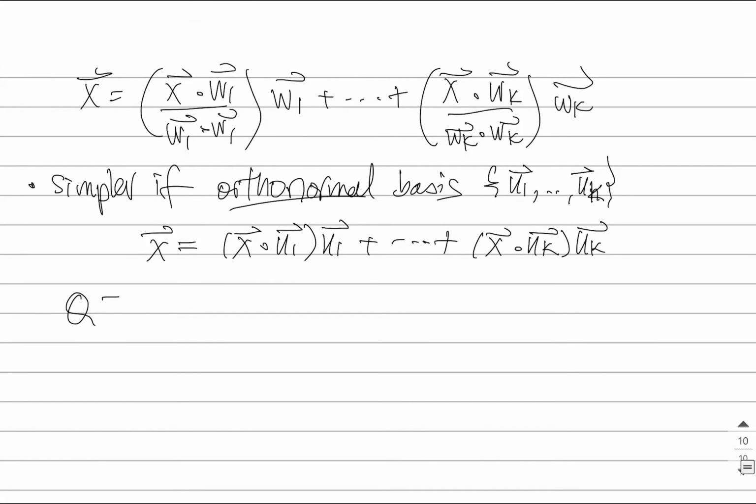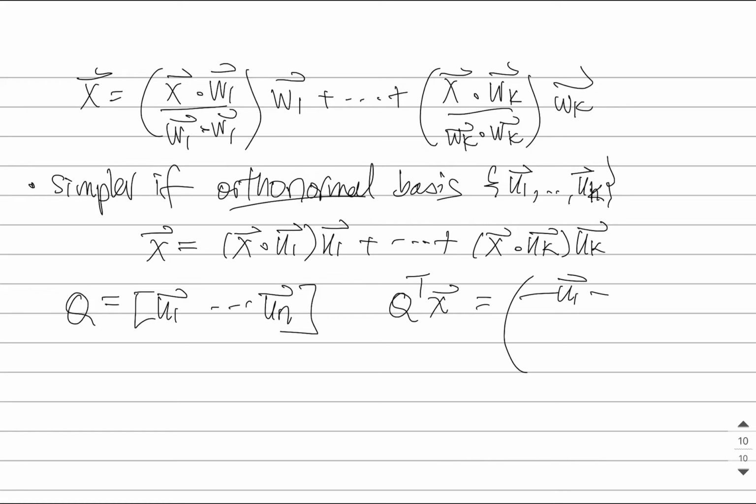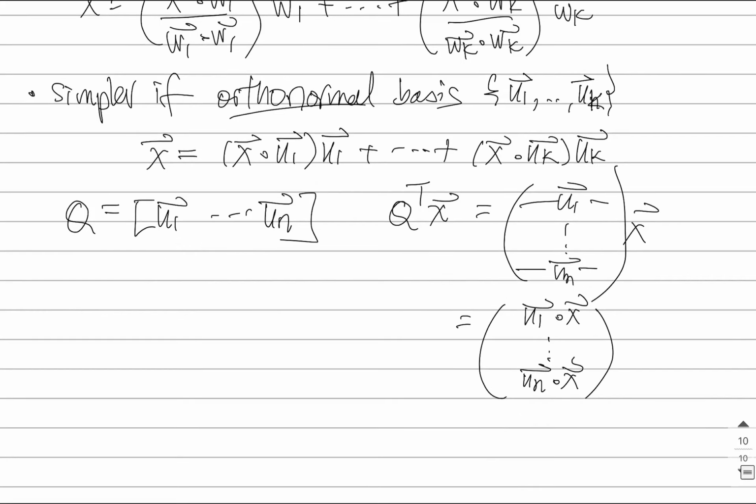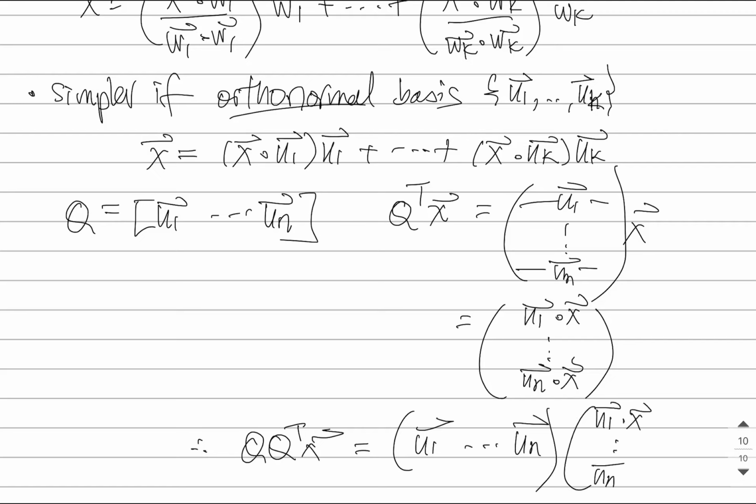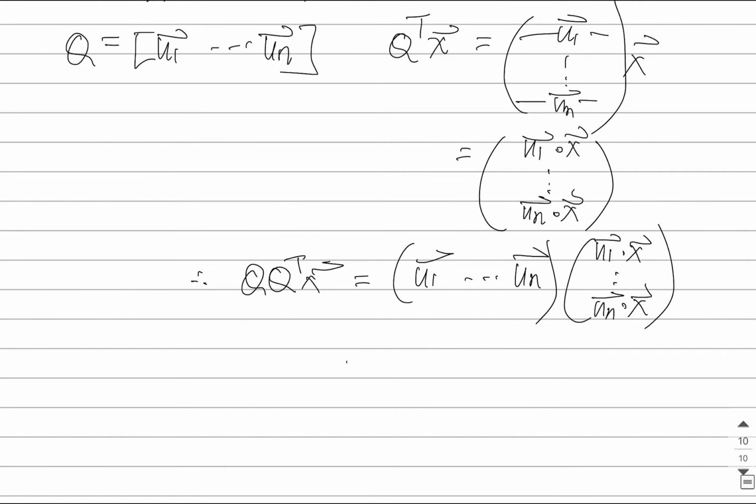If we define a matrix Q that holds these orthonormal vectors, we are going to find that if we were to take the transpose times x, we'll have this, and that'll form a vector with all of these dot products, which is nice. And that means that Q times Q transpose into x will just use the definition of matrix vector product that we have talked about. And it's going to get us to the representation we want.